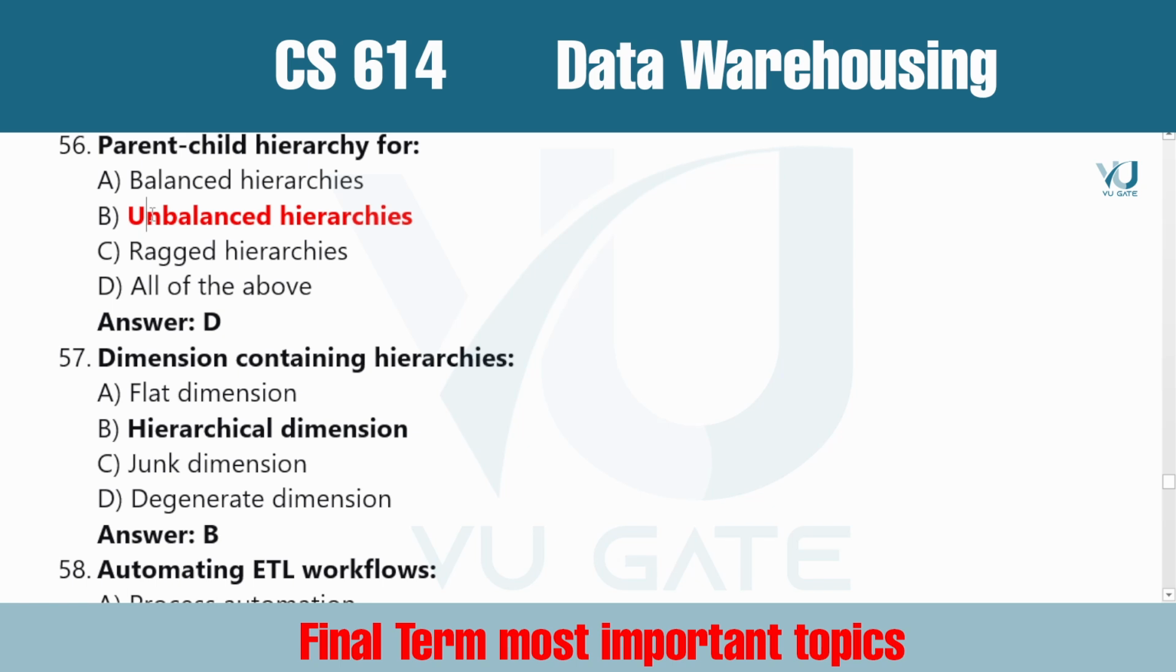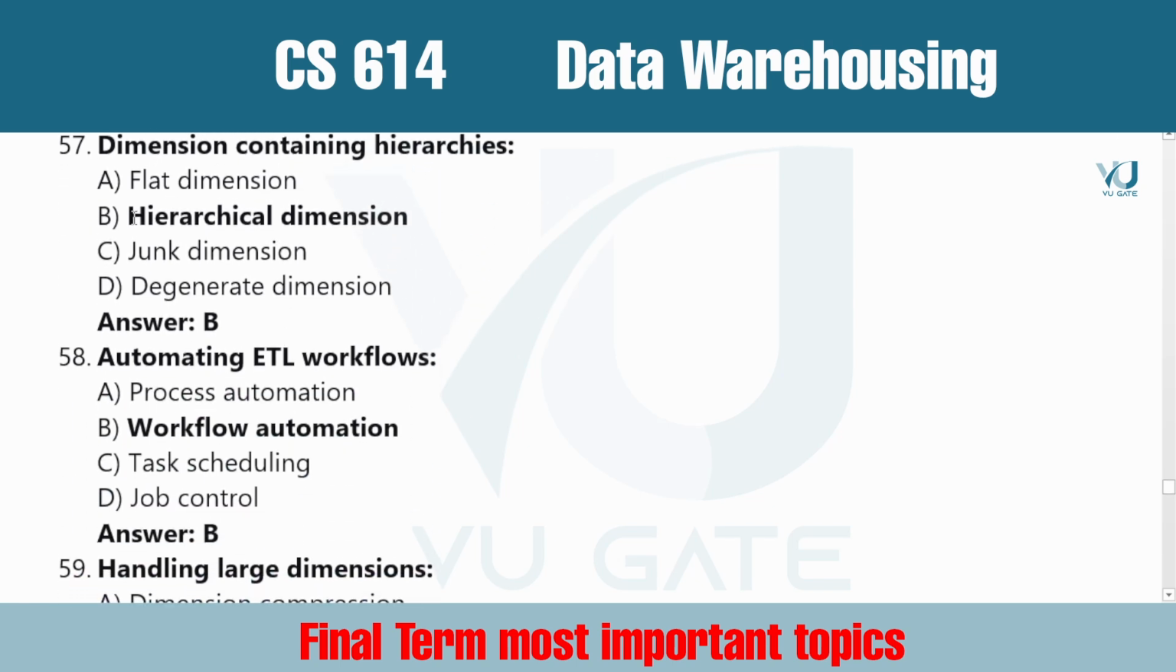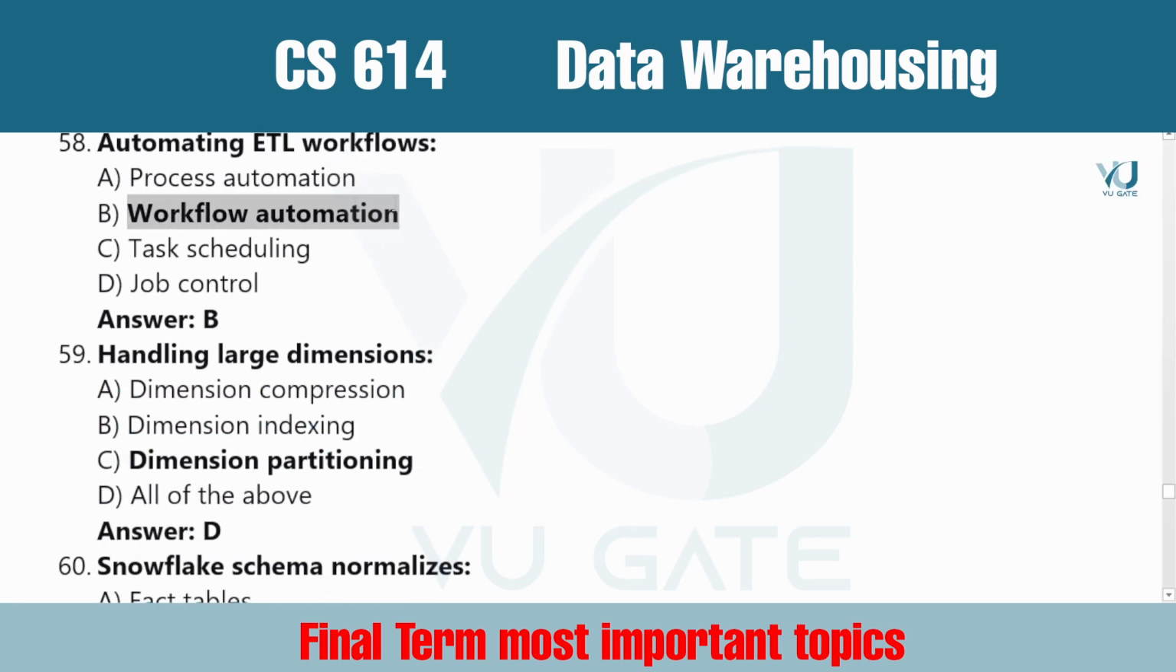Question 57, dimension containing hierarchies. The correct answer is option B, hierarchical dimension. Question 58, automating ETL workflows. The correct answer is option B, workflow automation.